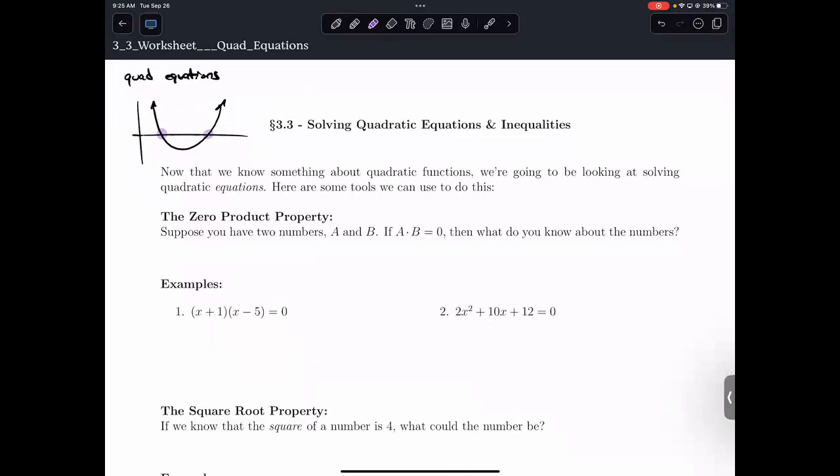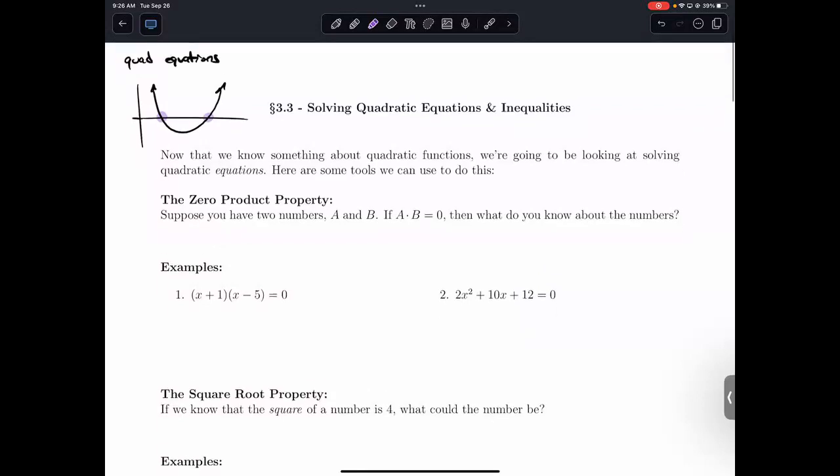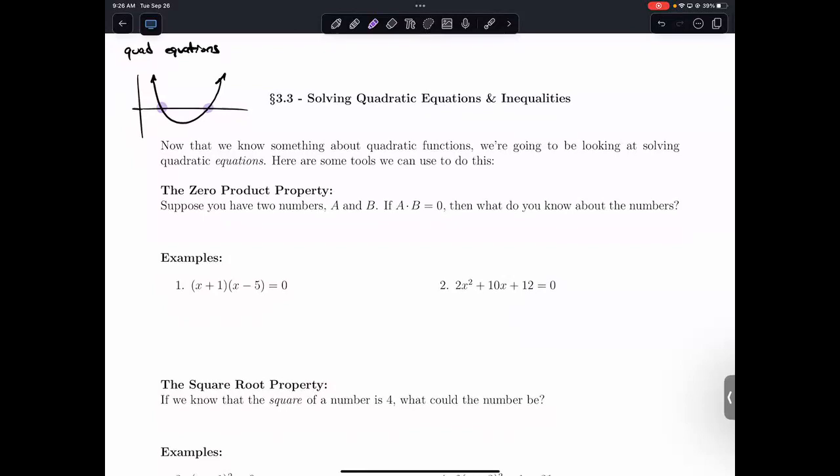Like solving a linear equation, all you have to do is push stuff around. The reason is that it's one-to-one, so I know exactly what the opposite things are. I just do the opposite things until I don't have any more things to get rid of. That's not true here, which means the solving is a little more involved. So we're going to look at a couple of different methods and tools to do this. Let's start with the zero product property.